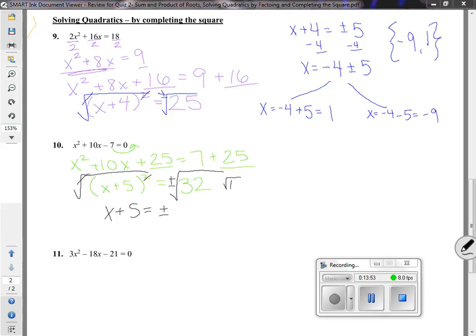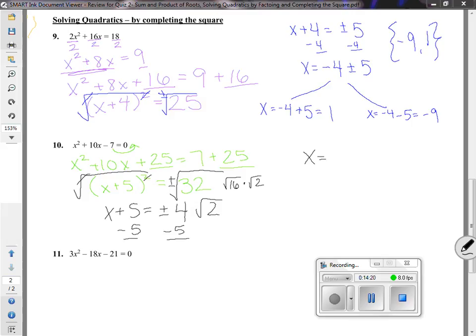The square root of 16 times the square root of 2. So what's the square root of 16? 4. So that would be outside the radical because you can simplify it. Can you take the square root of 2 evenly? No. So that stays underneath the square root. And now I want to get my x by itself. So what do I have to do? Minus 5. Minus 5 on both sides.